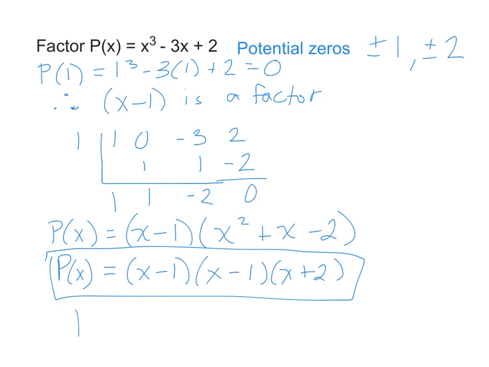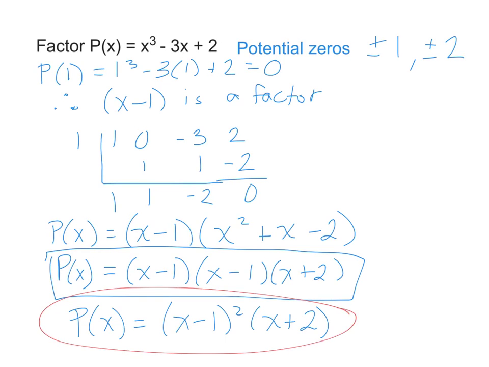This is actually equal to x minus 1 squared times x plus 2, which is a better way really to write the answer. That factor, that x minus 1 is there twice, so do x minus 1 squared times x plus 2. That's a better way to write your answer.